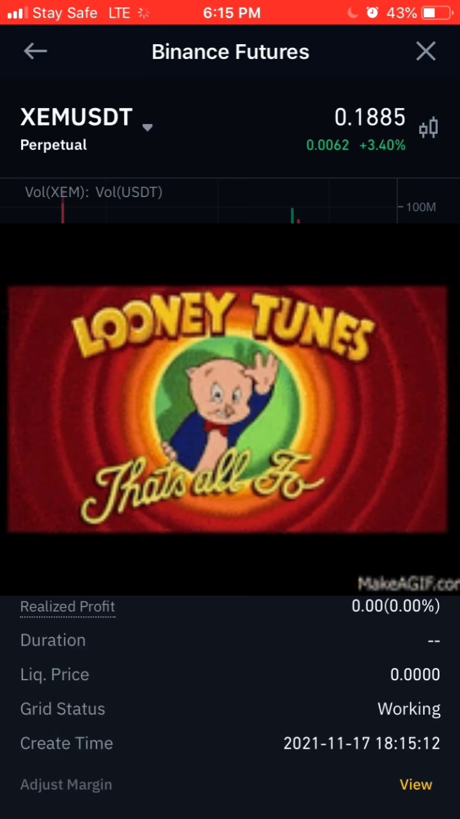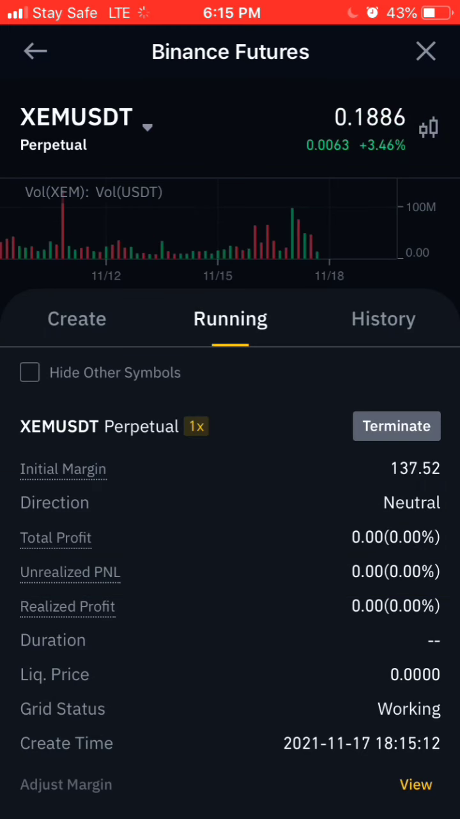And with that, we have successfully set up a Binance neutral grid bot on the Binance mobile app. If you'd like to see how this is set up on the desktop site, then watch this video on the top right corner to see how you can do that.